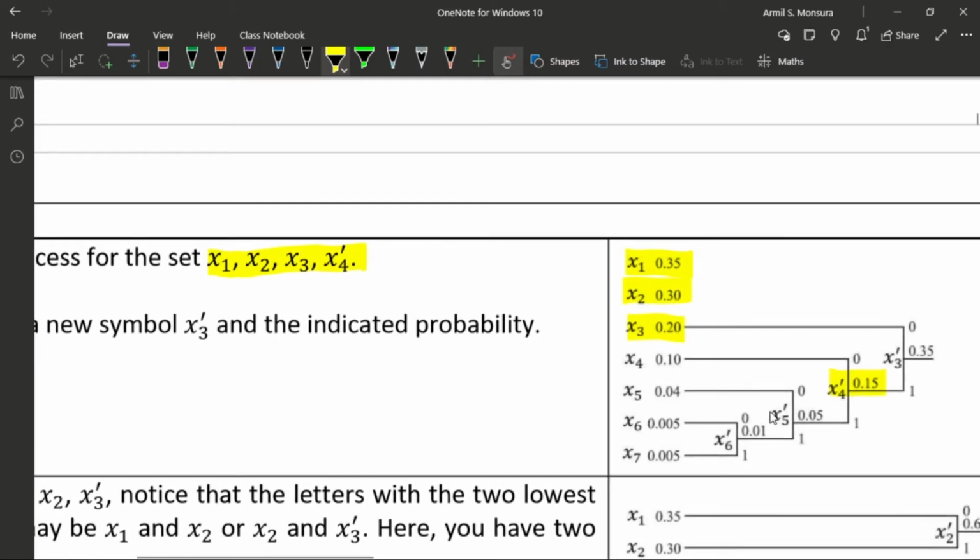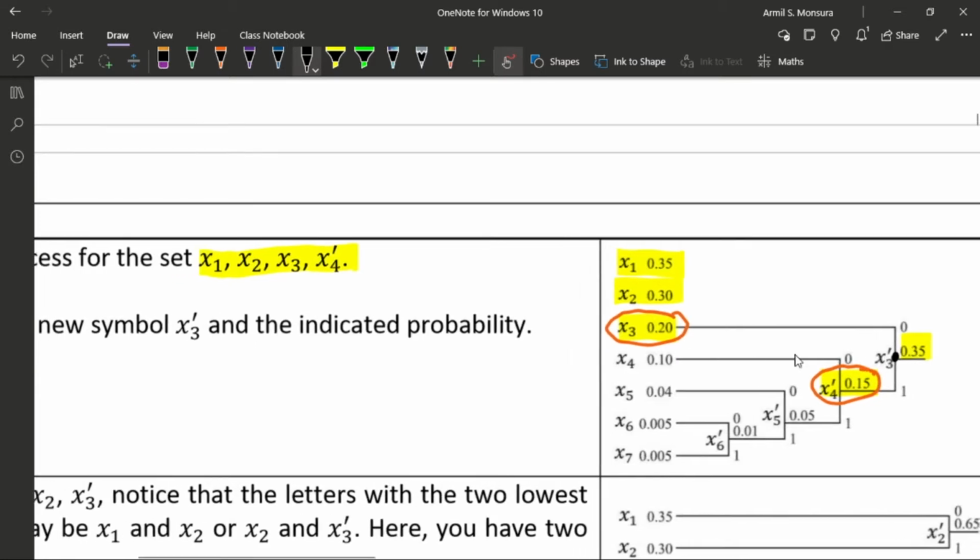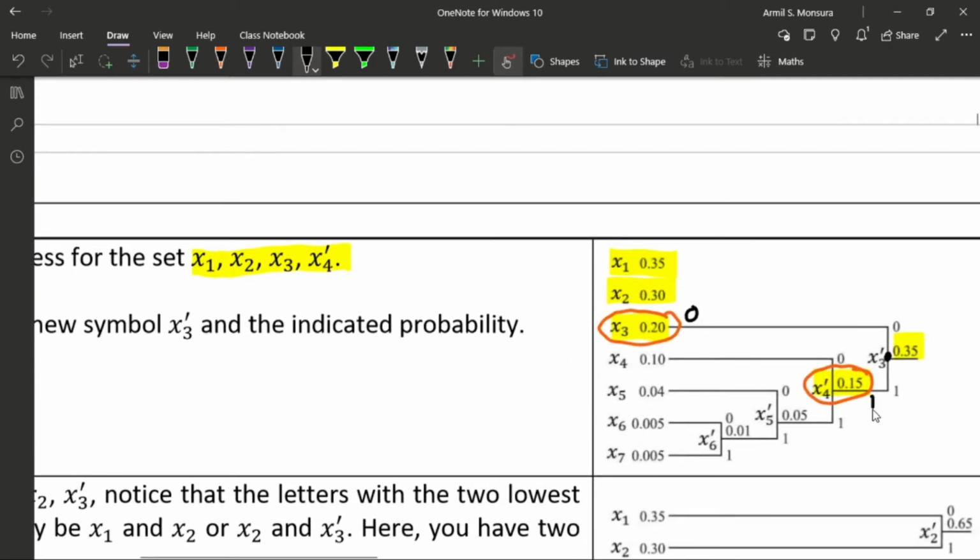Again, we join the lowest two probabilities, which in this case would be X3 and X4 bar. We join them to create the symbol X3 bar, which has a combined probability of 0.35. And we have the following assigned to the following branches: 0 for this upper branch, 1 for this lower branch. Previously, the other assignments had already been made.